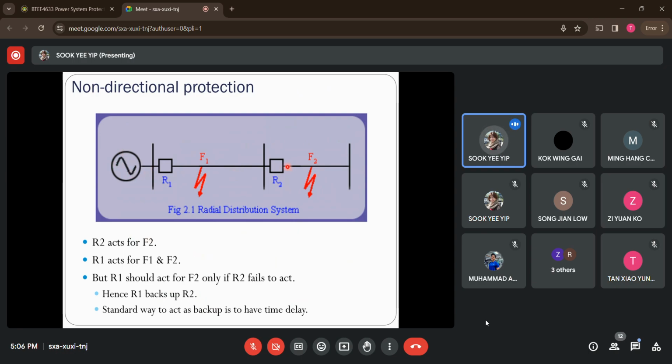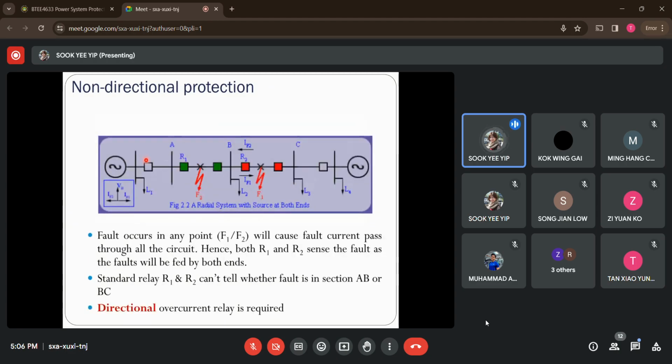So as we know, relay 1 should work as the backup for relay 2. If relay 2 fails as the primary protection, we want only this section to be isolated from the power network, instead of the entire system. So what we can do is have a time delay for relay 1. That is the standard way we can set the backup for relay 1 to work for these faults, so that is no issue. Let's say we are using non-directional protection systems. So what happens if we have these conditions?